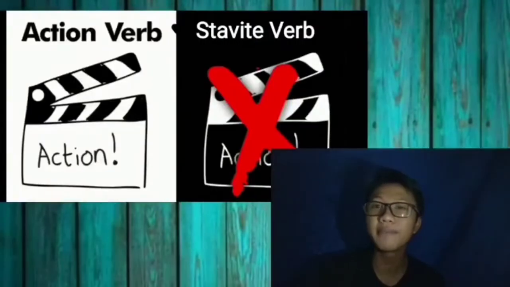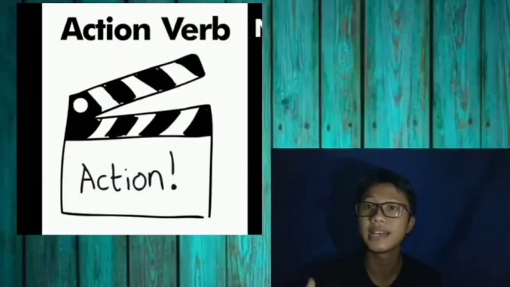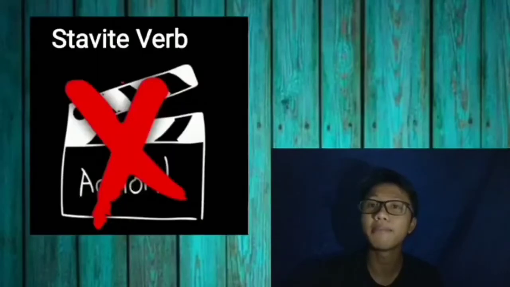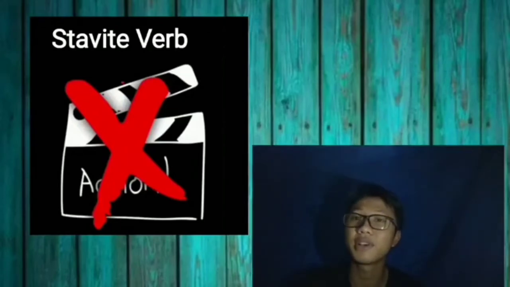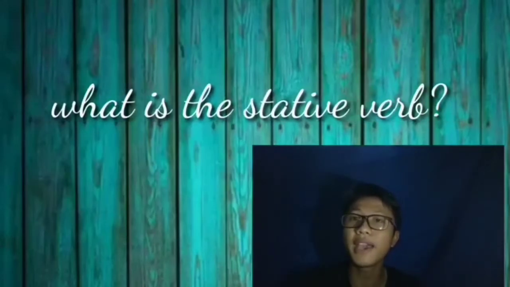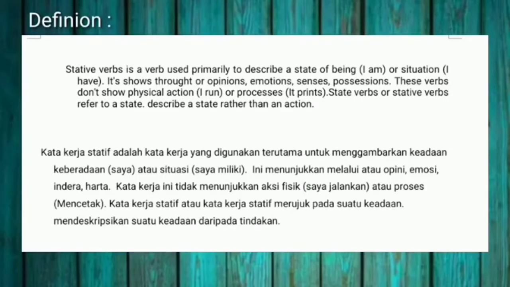Oke, dalam types of verbs ada yang dinamakan action verb dan stative verb. Nah, di video sebelumnya kan saya sudah menjelaskan apa itu action verb, dan sekarang saya akan menjelaskan tentang apa itu stative verb. Nah, yang mana yang termasuk stative verb dan apa itu stative verb? Oke, inilah definisi dari stative verb.